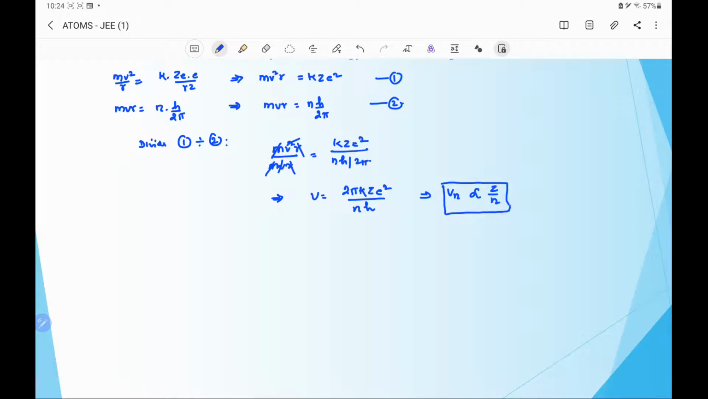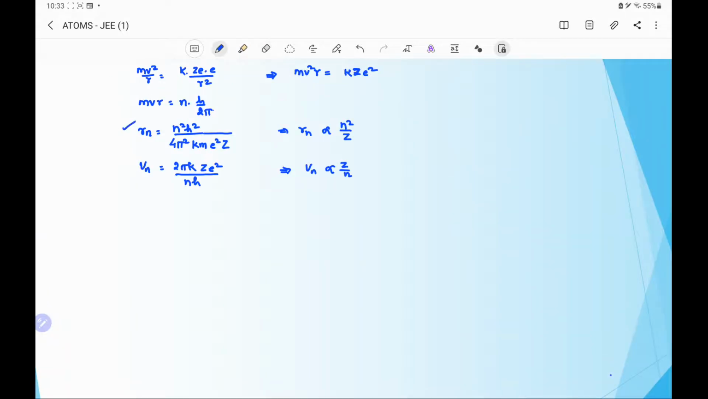And if we substitute the values of the constants, then the velocity of the nth orbit will be equal to 2.18 into 10 raised to the power 6 Z by n meter per second. So far we have found the expression for the radius of the nth orbit and the velocity of the electron in the nth orbit using the two expressions for the centripetal force and the quantization of angular momentum. Now using these equations, we have to find the expression for the kinetic energy, potential energy, and the total energy of the electron in the hydrogen-like atoms.